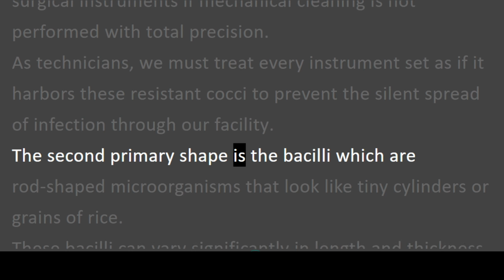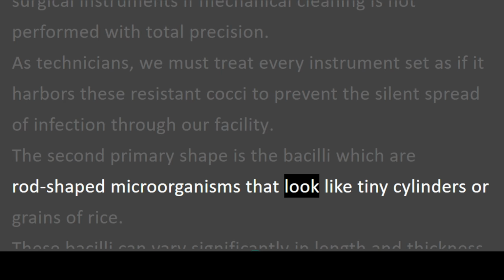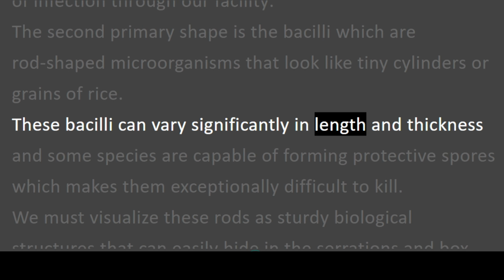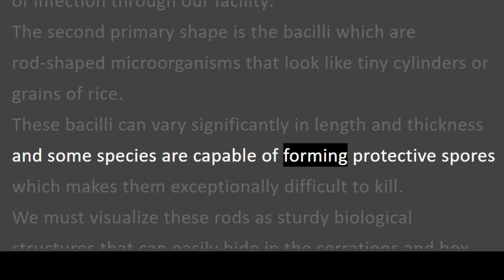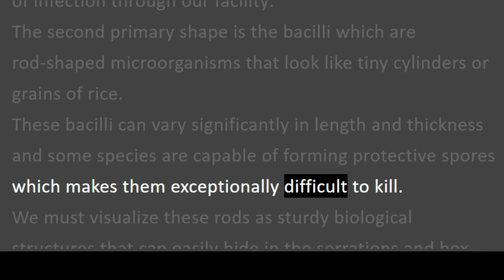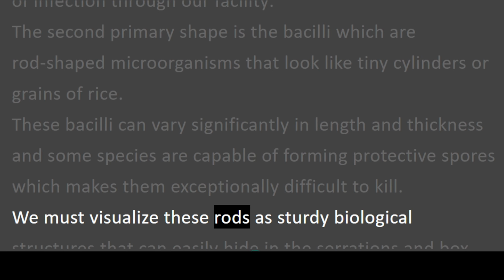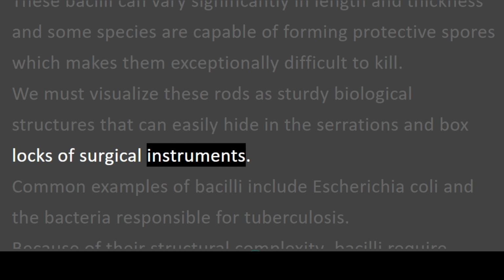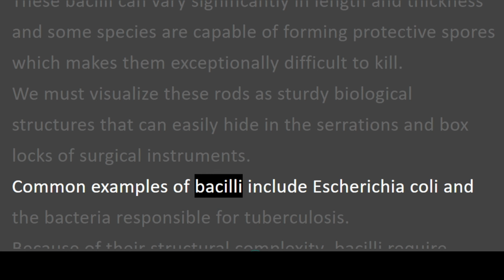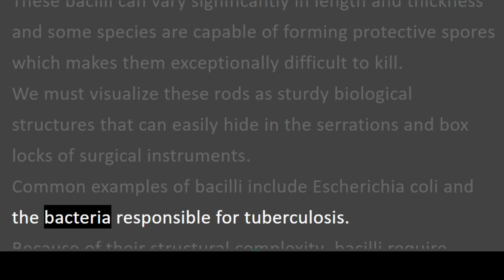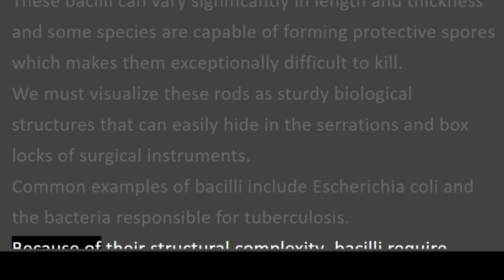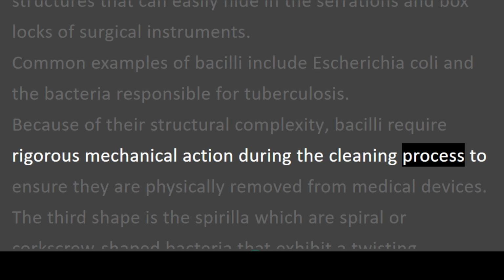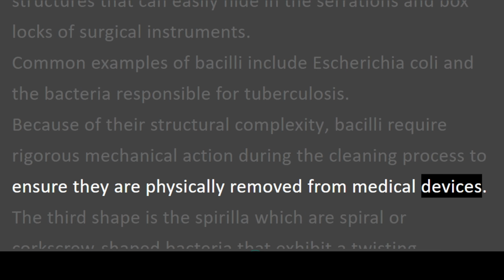The second primary shape is the bacilli, which are rod-shaped microorganisms that look like tiny cylinders or grains of rice. These bacilli can vary significantly in length and thickness, and some species are capable of forming protective spores, which makes them exceptionally difficult to kill. We must visualize these rods as sturdy biological structures that can easily hide in the serrations and box locks of surgical instruments. Common examples of bacilli include Escherichia coli and the bacteria responsible for tuberculosis. Because of their structural complexity, bacilli require rigorous mechanical action during the cleaning process to ensure they are physically removed from medical devices.